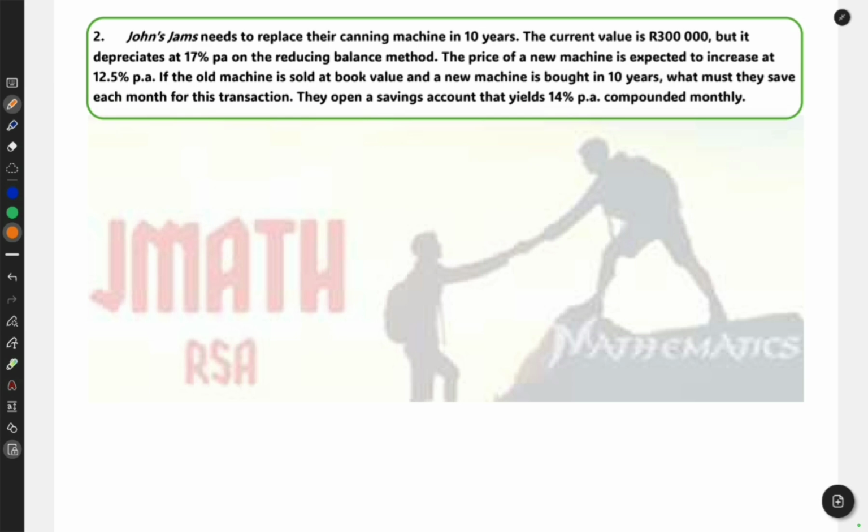So I would first take my highlighters and just clear it up for myself. So firstly, I'm looking for the depreciation. So depreciates at 17%. That's going to be my step one. Then it's going to inflate at a different percentage. So expect it to increase at 12.5% per annum. It's not compounded in any monthly or quarterly. So I'm safe with that.